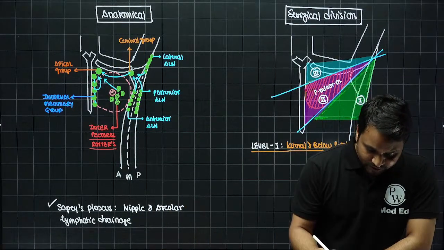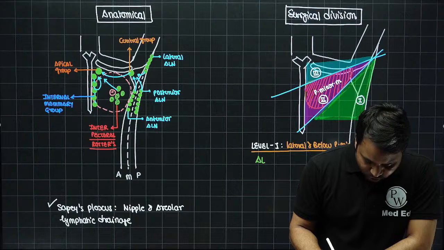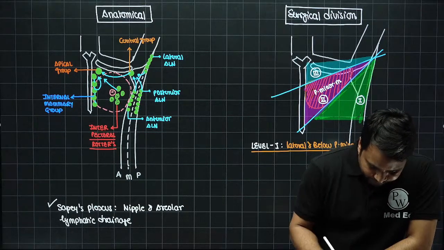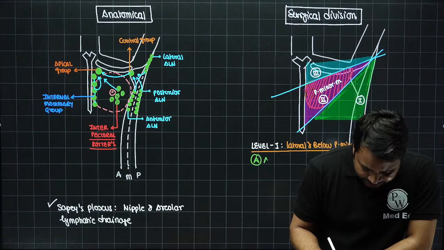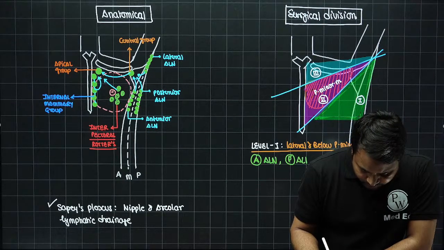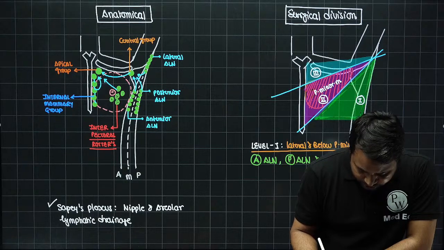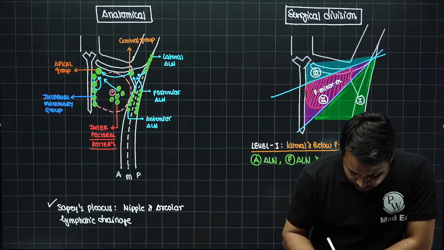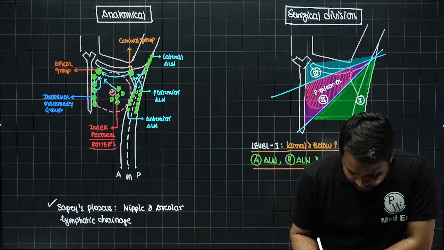You have the anterior axillary group of lymph nodes, the posterior axillary group of lymph nodes, and the lateral axillary group of lymph nodes. All these will be called level 1.